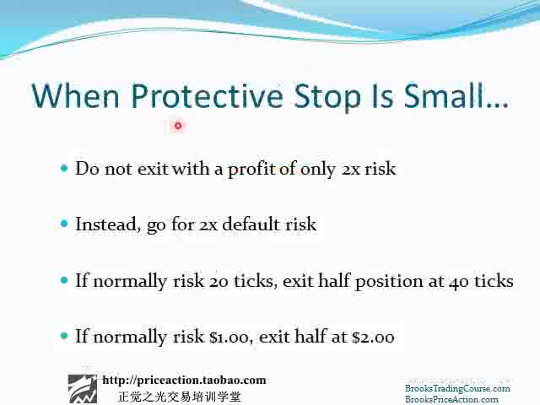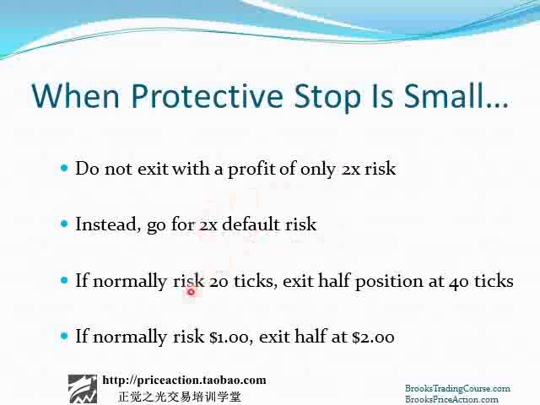Well, what happens when the signal bar is small compared to the trend that the market is in? Do you still go for a profit target that's 2 times the size of the risk, 2 times the size of the signal bar? Not necessarily. Let's say the signal bar is 1 point tall and your default risk in the E-mini is 2 points. Instead of going for a target that's 2 times your risk, in other words 2 points, you could go for a target that's 2 times your default risk, or 4 points.